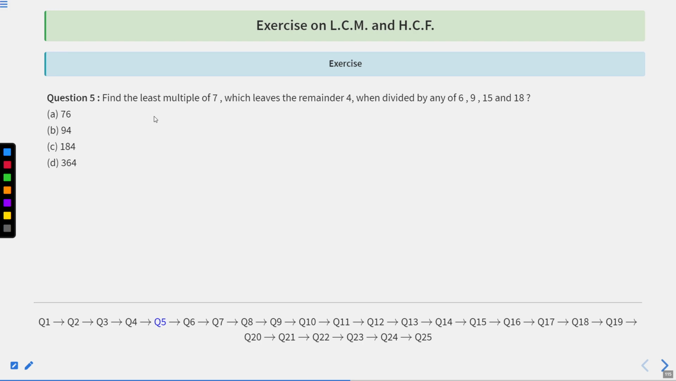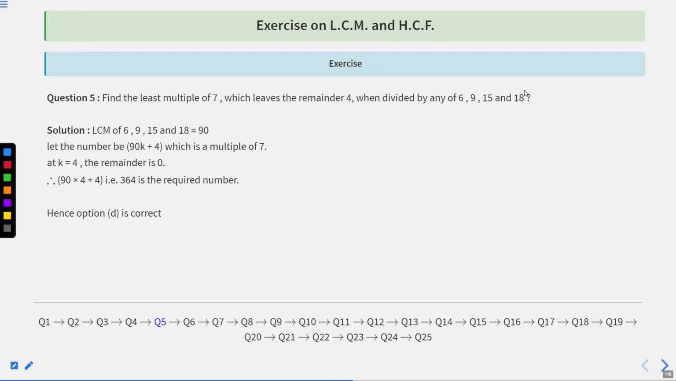Question number 5. Find the least multiple of 7 which leaves the remainder 4 when divided by any of 6, 9, 15 and 18. So LCM of 6, 9, 15 and 18 is equal to 90. Let the number be 90k plus 4 which is a multiple of 7. So at k equal to 4, the remainder is 0. Therefore, 90 times 4 plus 4, that is 364, is the required number. Hence, the correct option here is option number D.